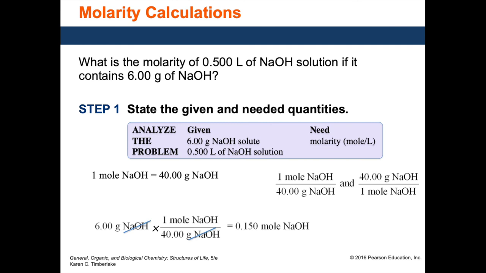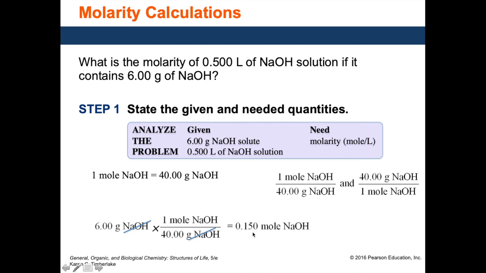So let's find the molar mass of sodium hydroxide. Using your periodic table, you see that sodium is 23 grams per mole, oxygen 16, hydrogen's 1. If you add those together, you see that sodium hydroxide is 40 grams per mole. Okay, and to save you some time, I've written that here. So we divide by the molar mass and we get 0.15 moles of sodium hydroxide. Okay, now we have everything we need to solve the problem.